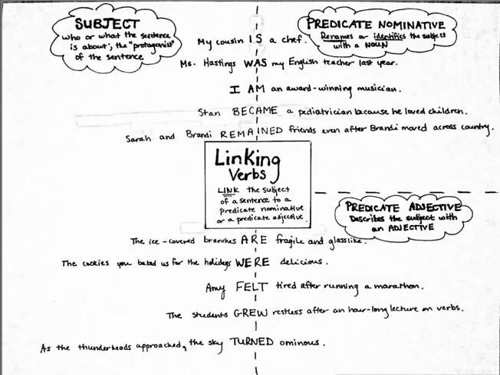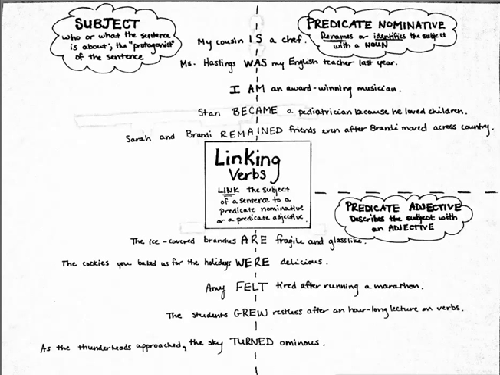In this lesson, you will learn how to identify linking verbs, predicate nominatives, and predicate adjectives in a sentence. Let's start with the basic definition of linking verb. A linking verb links the subject of a sentence to a predicate nominative or a predicate adjective. And what does that mean?